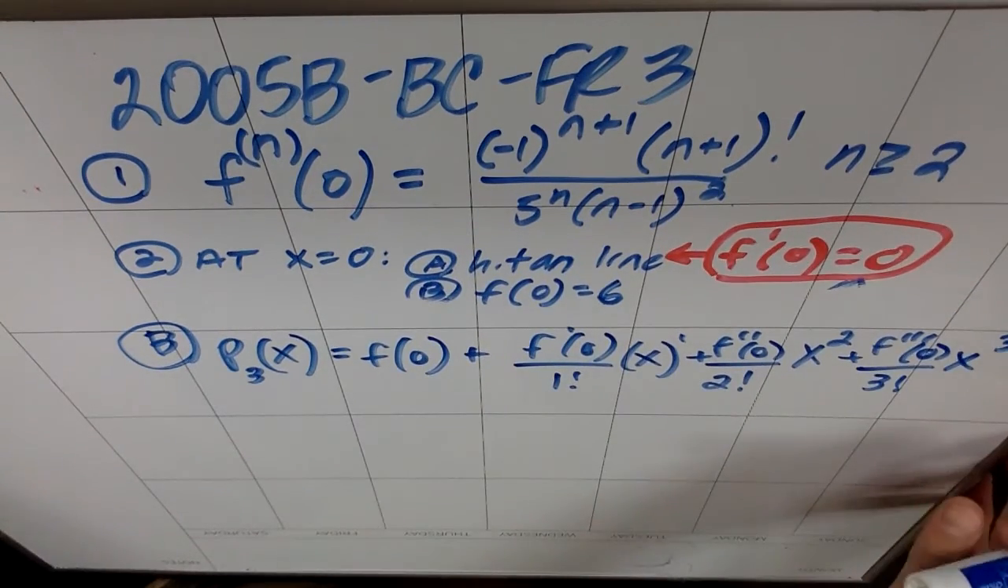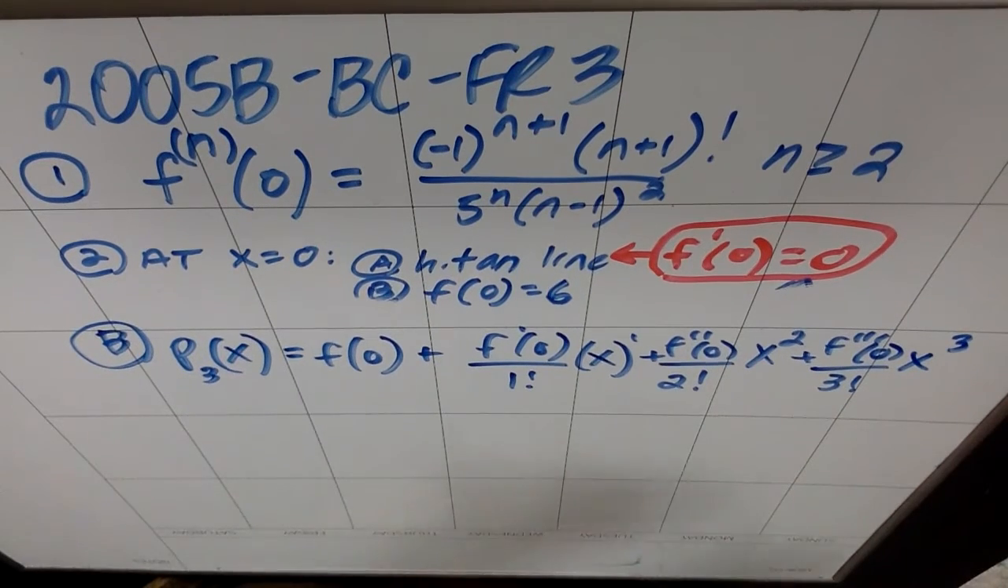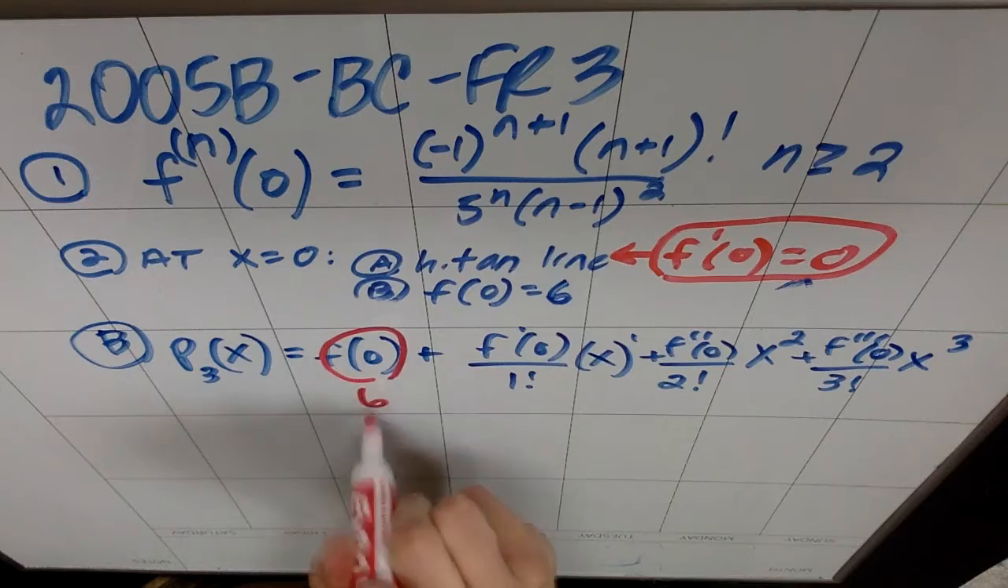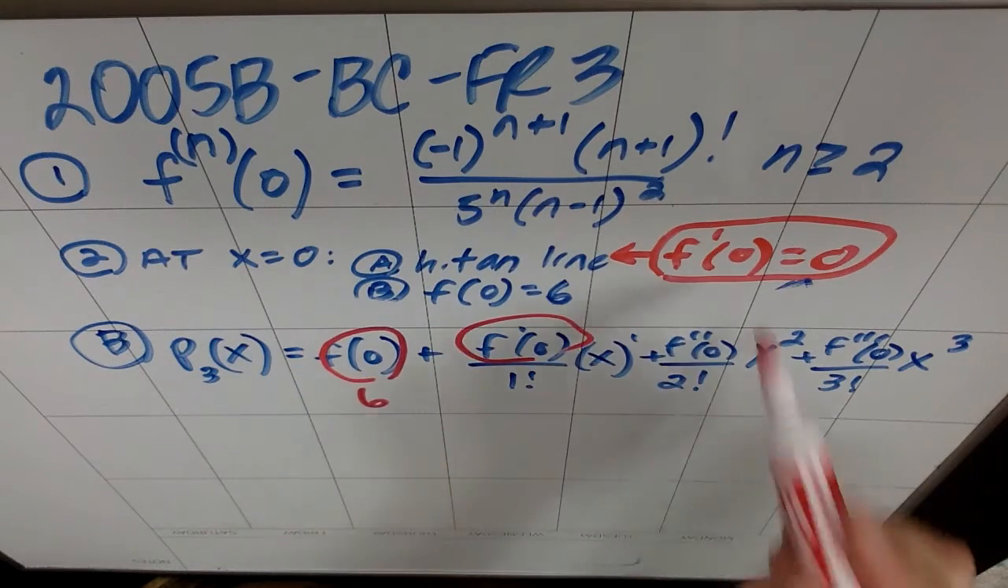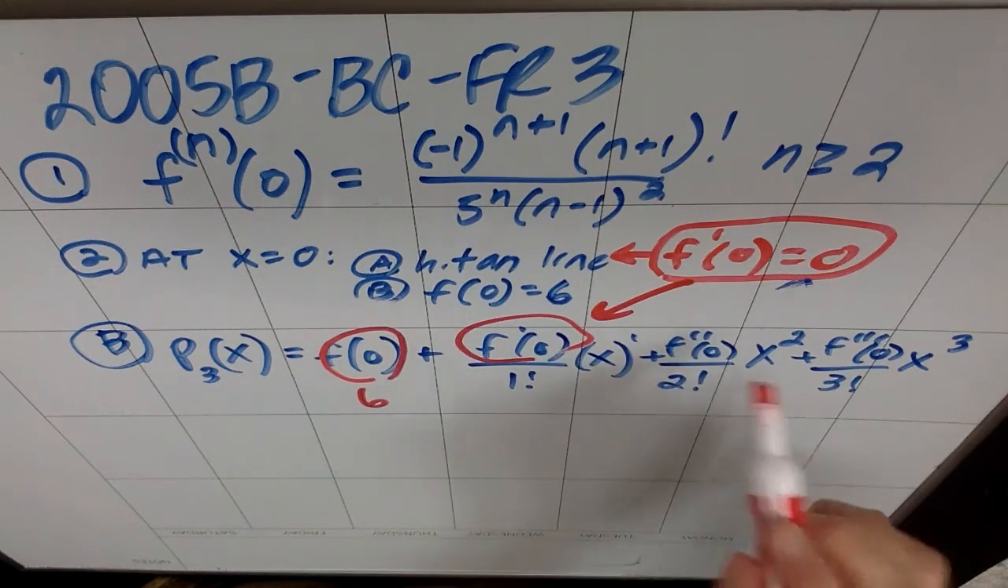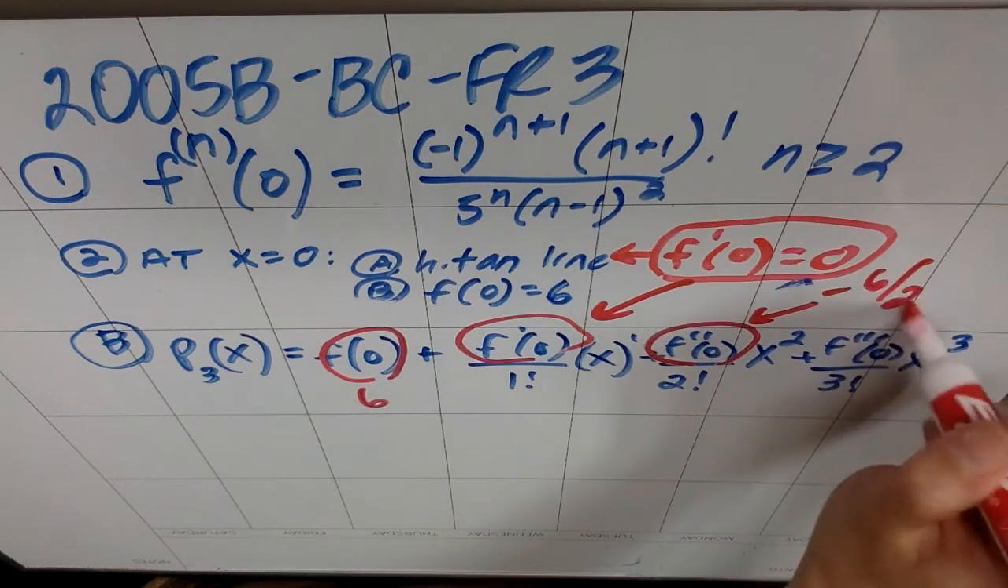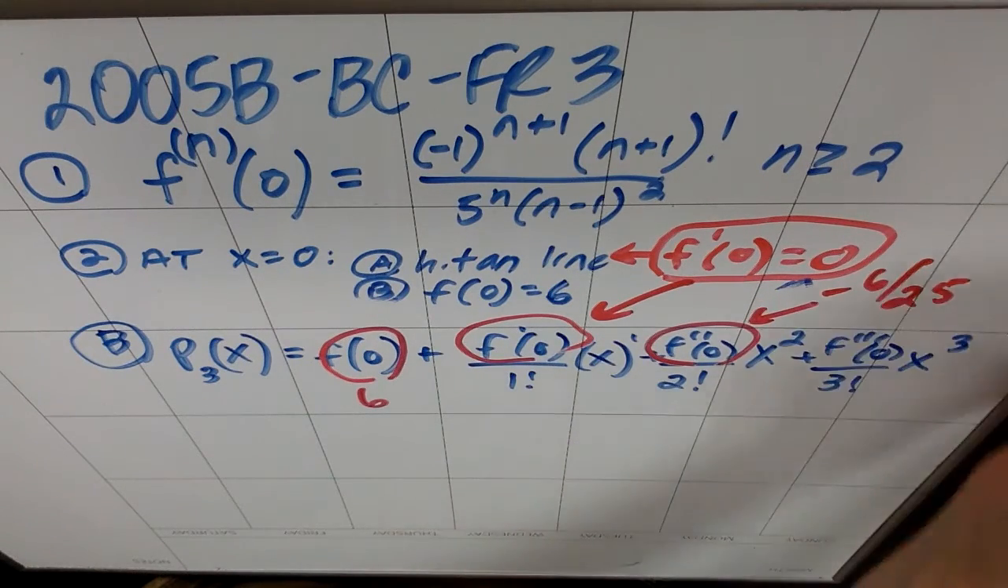So that's what my polynomial is going to look like. I'll move that over so you can see it. The trick then is I need to find these numbers. Well, this was given as a 6. This was given inadvertently as a 0. This one we just found to be a negative 6/25. We just found that in part A.